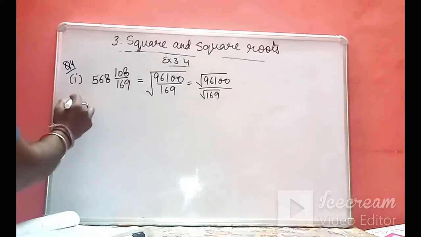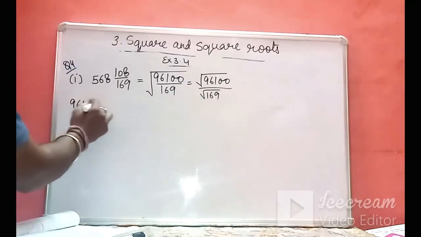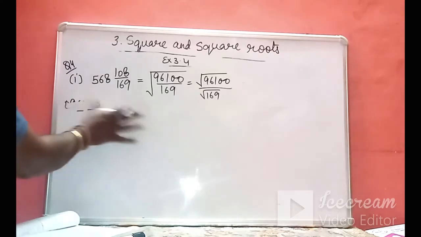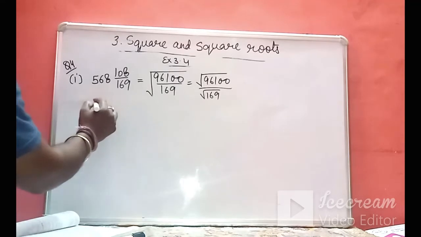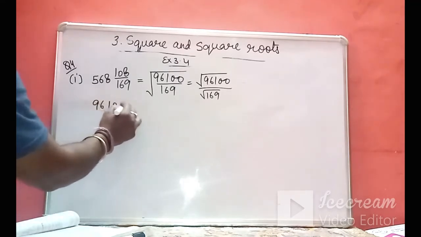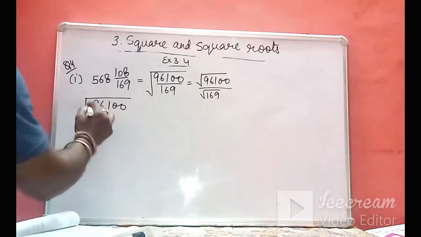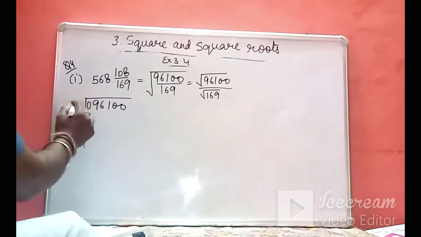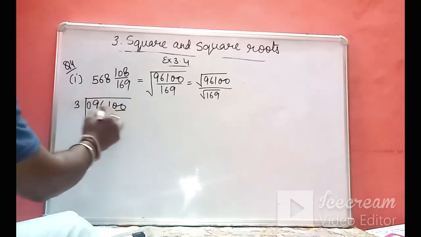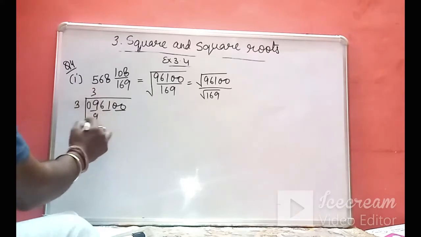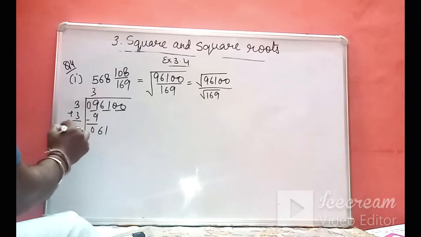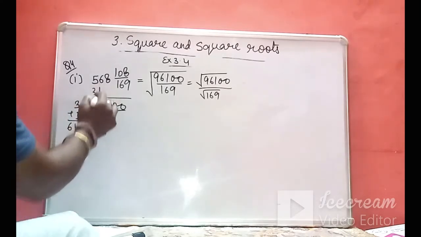So 961, again we will use the long division method. Okay, for almost these type of questions, we will always use a long division method. So it is 3 pairs, 3 into 3 is 9, then plus 3 will come here, 6. Now see, it is 61.